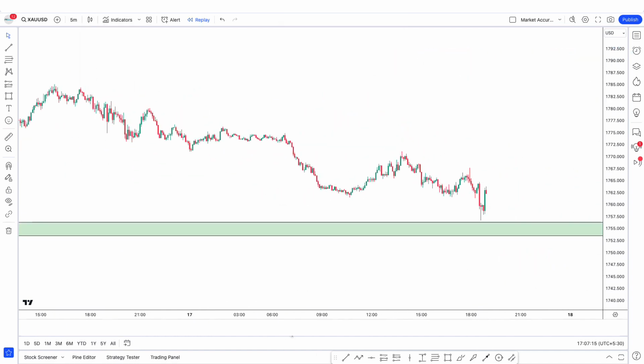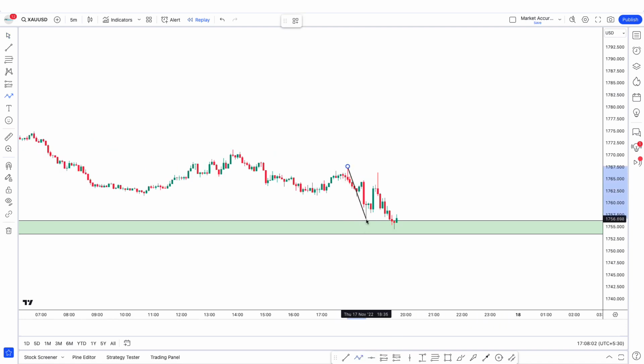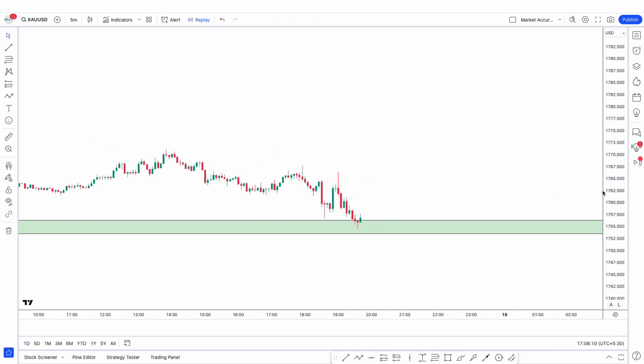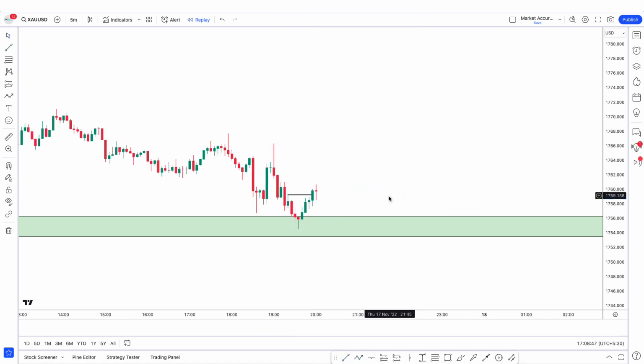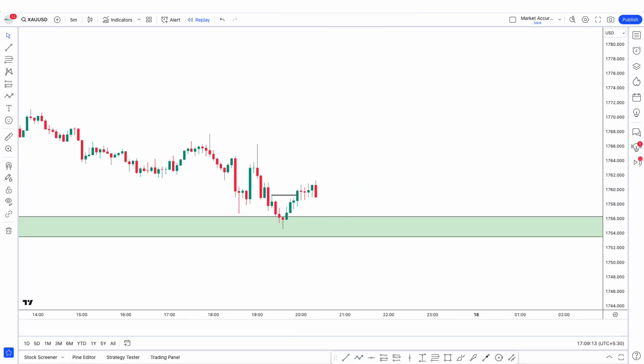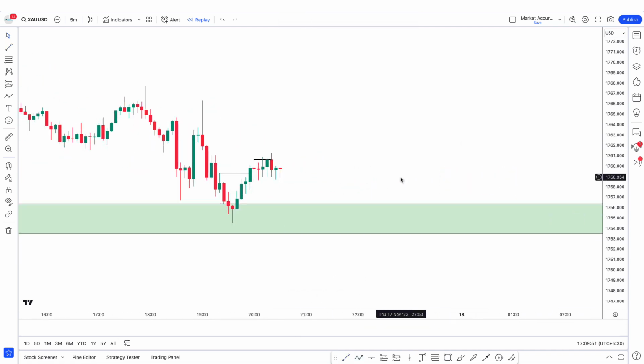There you go. We have the turtle soup pattern. You can see we have a B, C right here. We have a market structure shift as well now. You can see right here. If I keep playing this through, there you go. We have a break of structure as well. It doesn't need to close above this high. It can just wick, and that would be considered as break of structure. So make sure you know that.